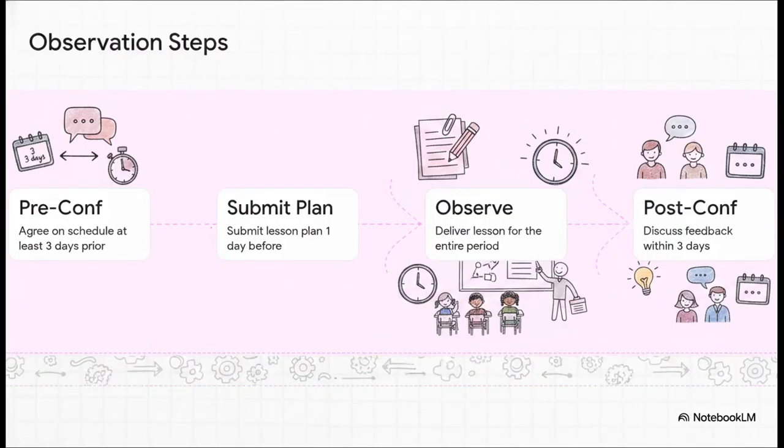And the procedure itself? It's highly structured to completely eliminate surprises. It kicks off with a pre-observation conference, where you and your observer have to agree on the schedule at least 3 working days prior. No pop quizzes here. Then, you submit your lesson plan exactly 1 day before the observation. Step 3 is just delivering your lesson for the class period. And finally, Step 4 is the post-observation conference. That has to happen immediately or at least within 3 days, so the feedback is actually fresh and useful.